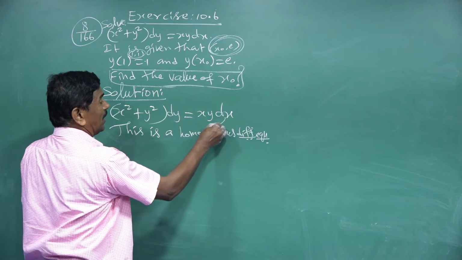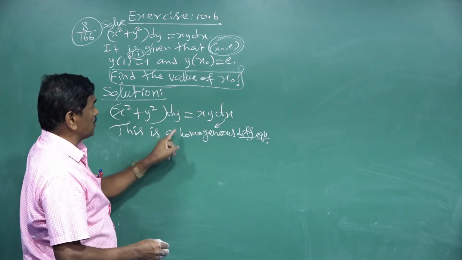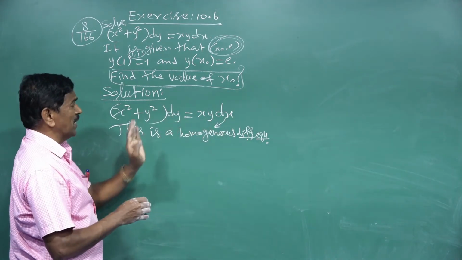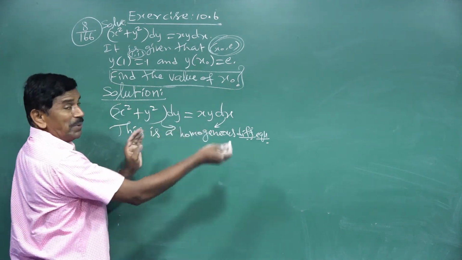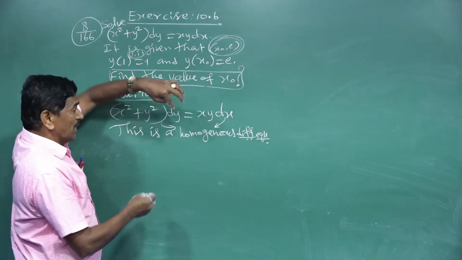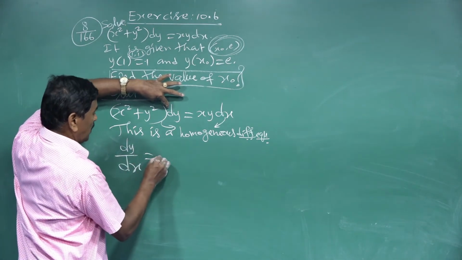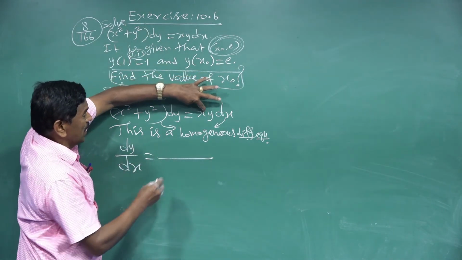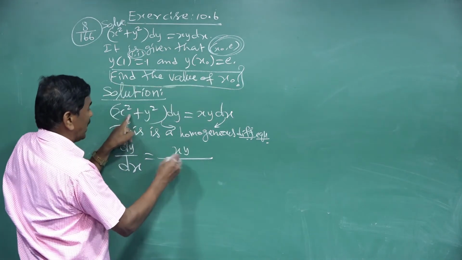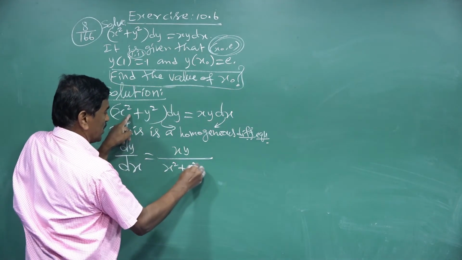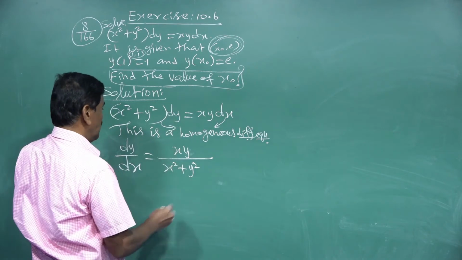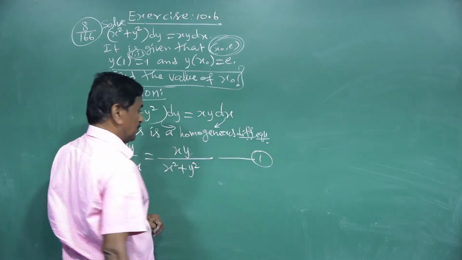Here I want to make dy by dx. Therefore dy stays on the left side itself, and this bracket goes to the right, it becomes divide. So dy by dx is equal to xy in the numerator, and the bracket goes to the right: x square plus y square. Yes, after this, correct. Now let it be the first equation.